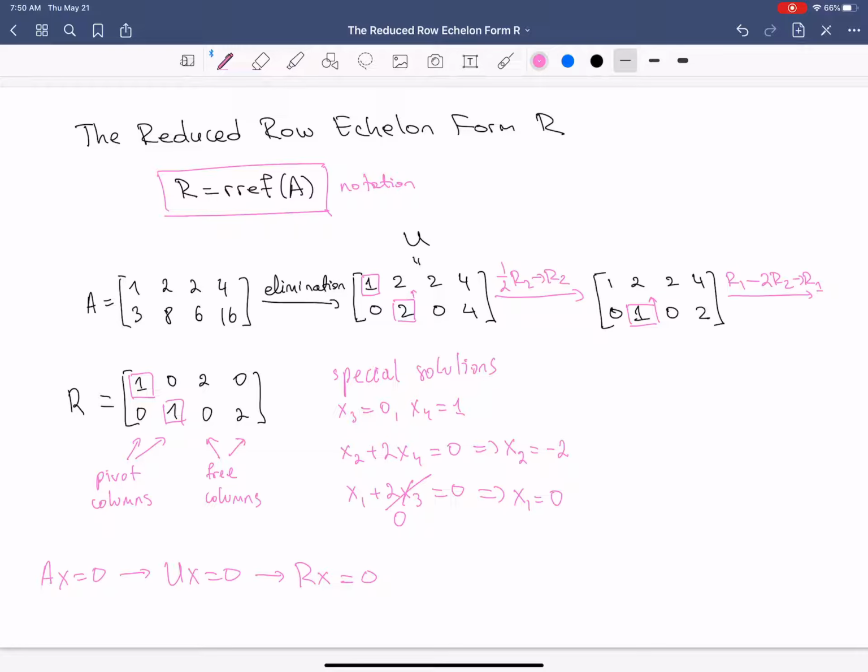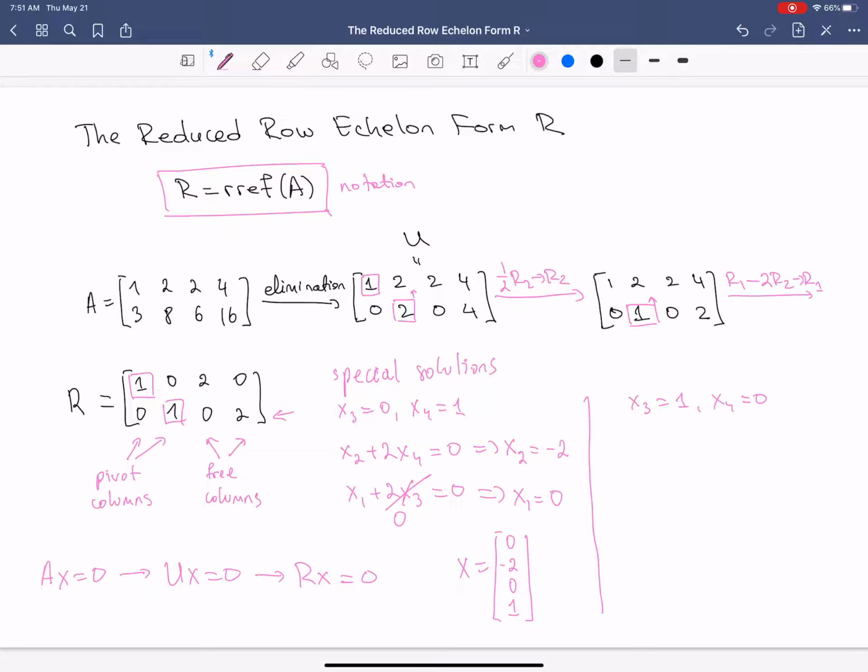And this is exactly the solution that we got, the one special solution that we got when we were working with u. So we have x1 is 0, x2 is a negative 2, x3 is 0, x4 is 1. And in fact, you see, you still have the 2 and the 1, and if you just look at maybe what's the easiest vector orthogonal to that one, you get this special solution.